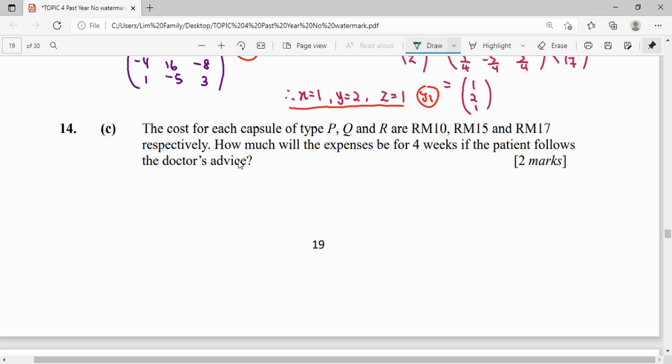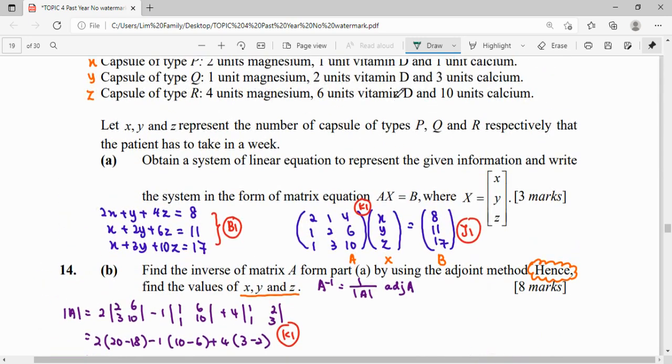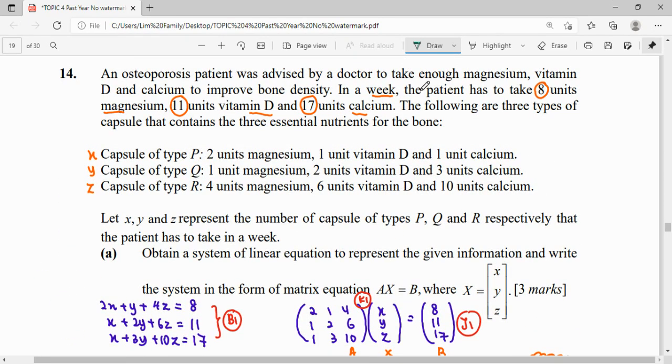If the patient wants to follow the doctor's advice, he is going to take capsule P 1 unit. So it will become 10 ringgit times 1. We are going to find the expenses. And then capsule Q, which is 15 ringgit, times 2 units. And then 17 ringgit times 1 unit for capsule R. But the value that we find here is for 1 week. The quantity we find here is for the situation in a week.